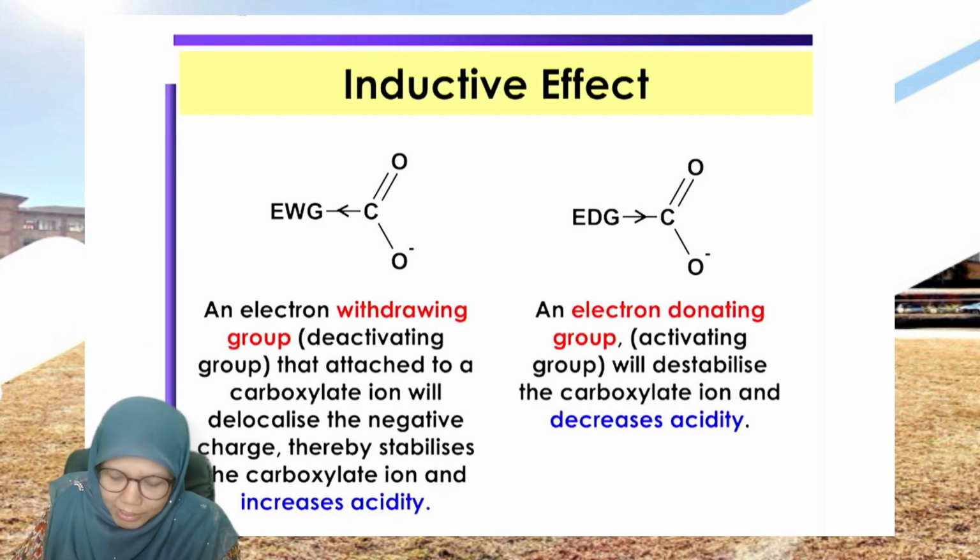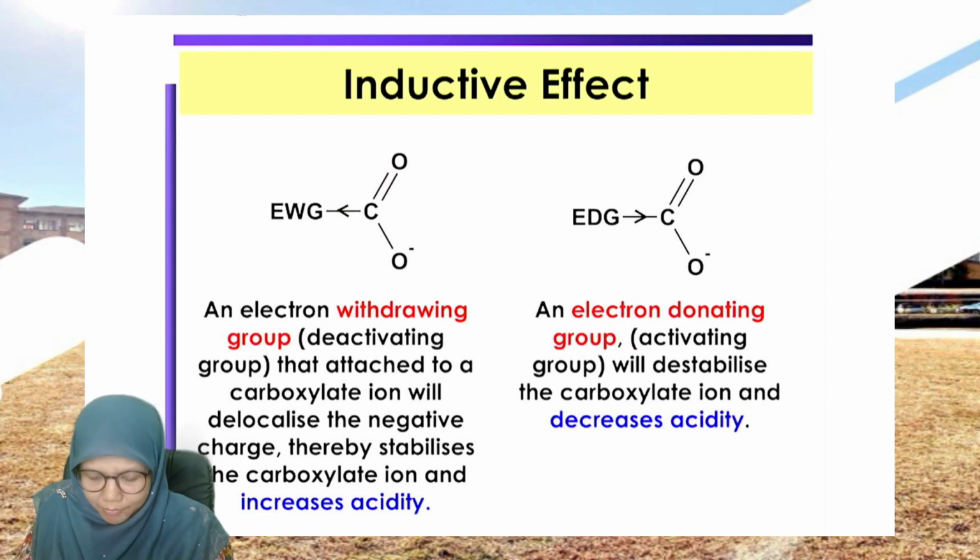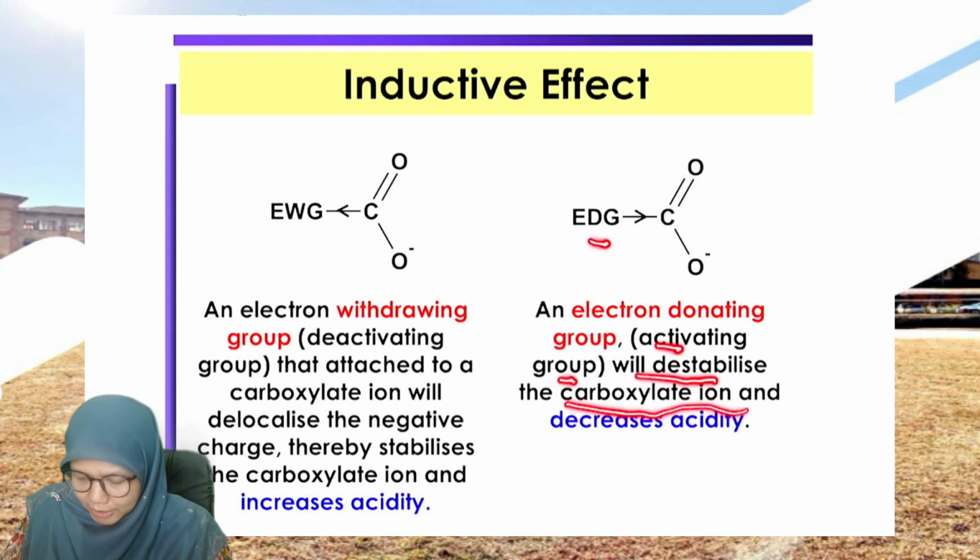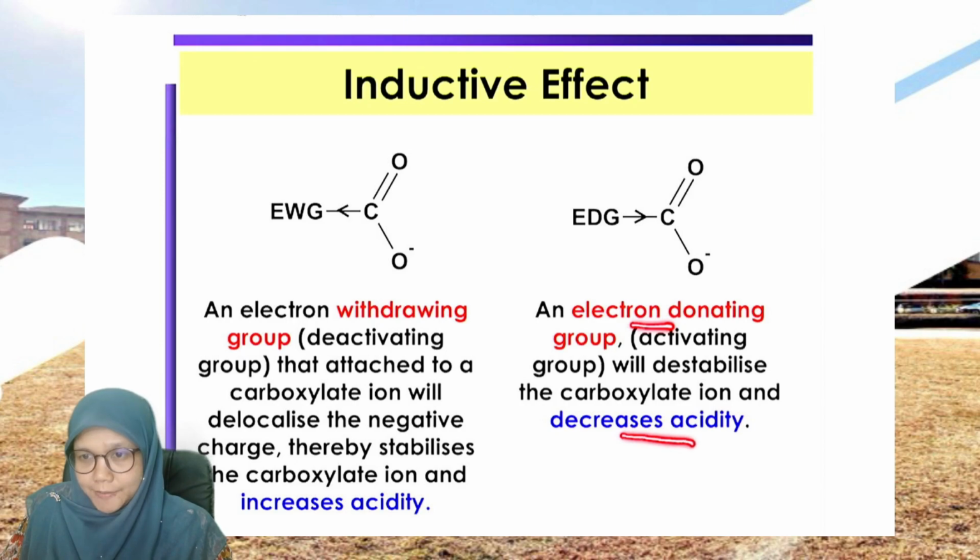Jadi ada EWG dia akan inductively attract the negative charge, menyebabkan carboxylate ion ni jadi stable lah. Ada EWG, acidity of carboxylic acid meningkat. Kalau ada EDG, electron donating group, dia adalah activating group ataupun activators. It will destabilize the carboxylate ion and decrease acidity. Kalau ada EDG akan inductively increase the negative charge on carboxylate ion. So ada EDG akan decrease acidity.